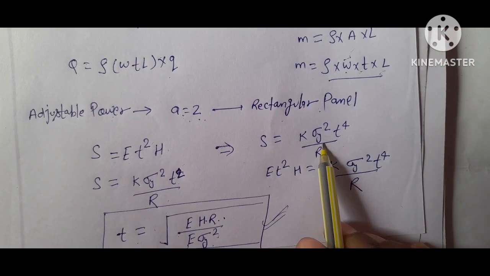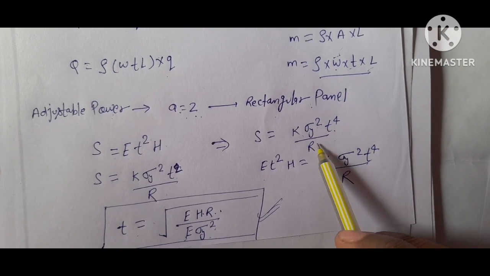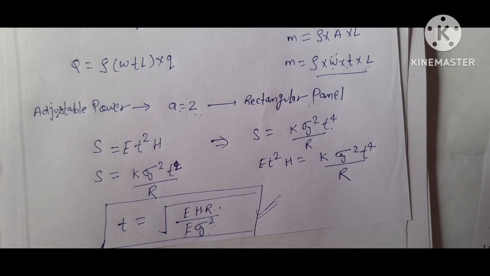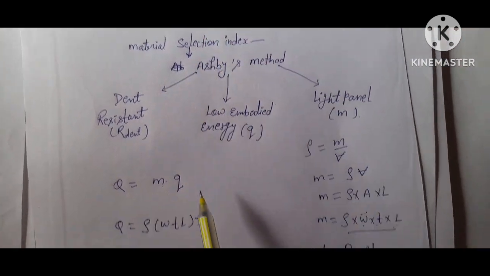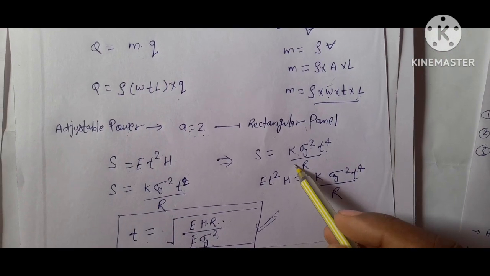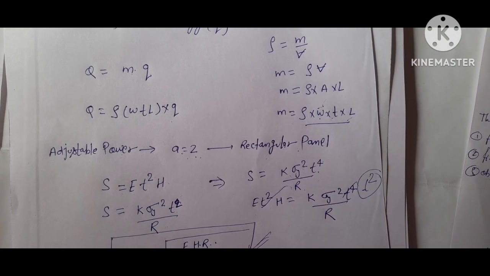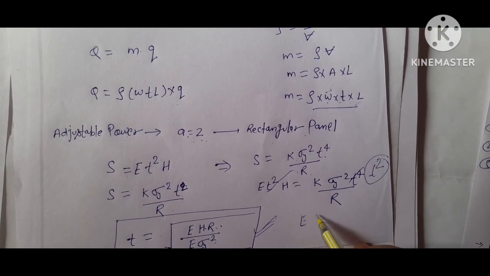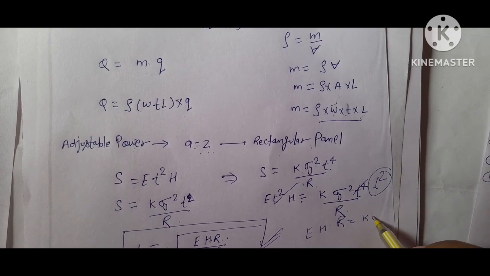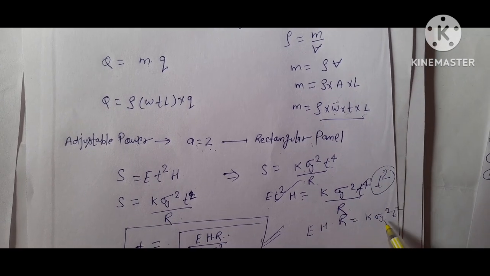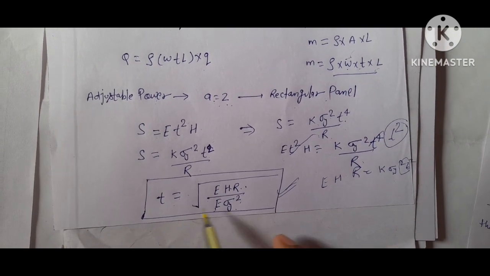Now let's go deeper. S equals K sigma Y squared T to the power 4 divided by R, the dent resistance energy, and S equals E H T squared with A equal to 2. Here T squared remains constant, so R equals K sigma Y squared T squared, and after getting the T value, you get this formula.